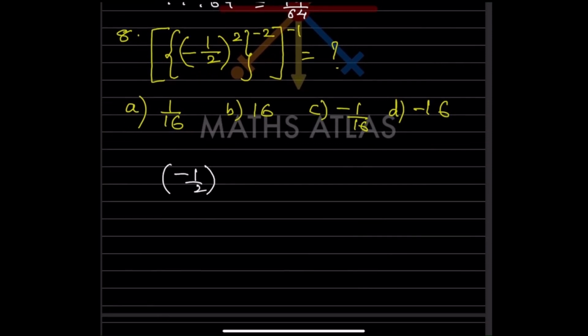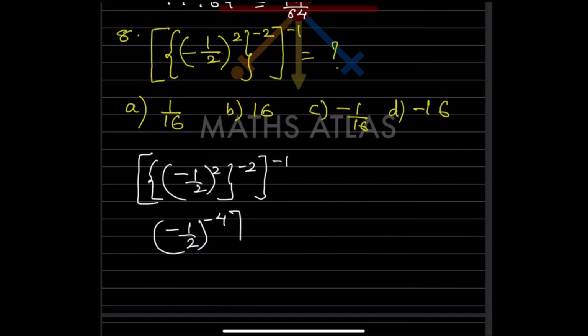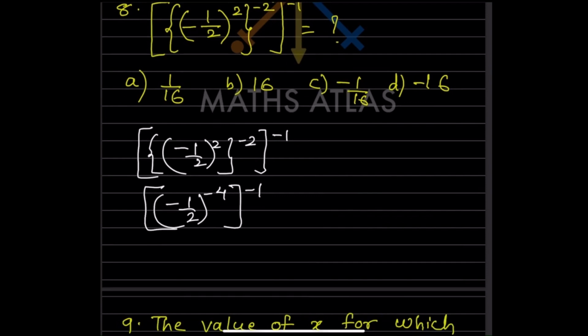Now let me write the next one. So here what we can do, first thing we can do, we can multiply this into this, that will be minus 4 and this will be minus 1. So now again we can multiply this into this, that is going to be 4 because negative negative becomes positive. So now we have to multiply this into this into this.